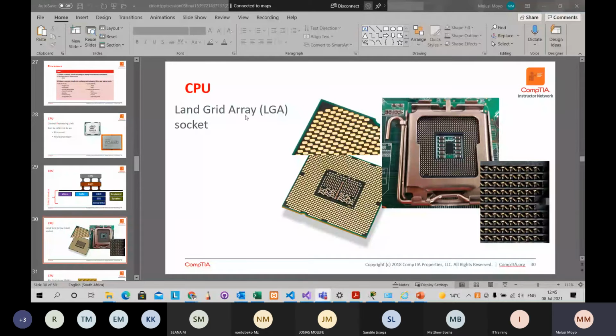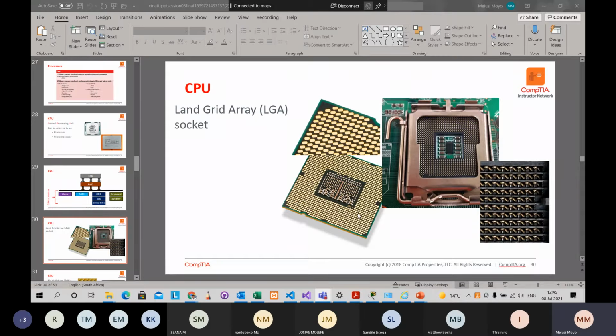So CPU land grid array, right? I'm sure all of you can see. So this is the socket. When we're saying that a socket is a land grid array or LGA socket, it means that it has the pins that are protruding, right? And then the CPU on its own, at the back of the CPU, it has metal contacts, the ones that we attach to the pins that are protruding from the socket.